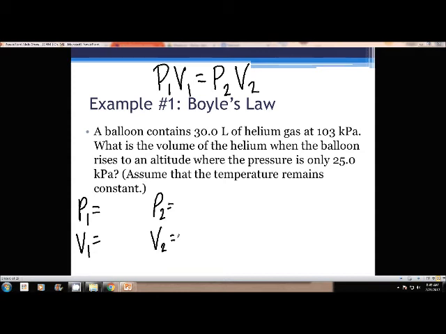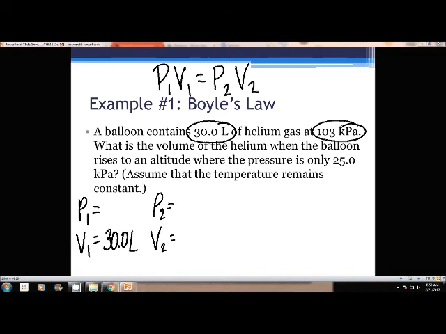So, starting back at the problem, we have 30 liters of helium gas. It's liters, so is that a volume or a pressure? It is a volume. And since it came first, I'm going to label that as V1. Okay? So 30 liters of helium gas at 103 kPa. That's our next number. Is that a pressure or volume? A pressure. Is it 1 or 2?